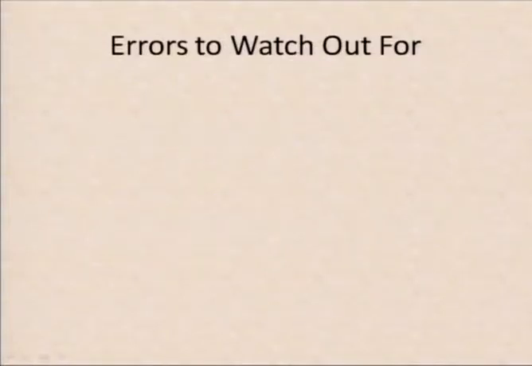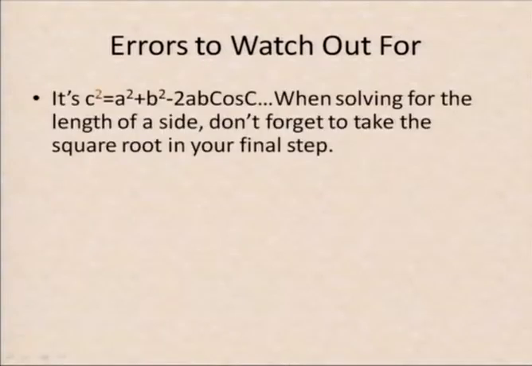All right, things to watch out for. Not a whole lot with law of cosines, but maybe the first one is right there. You see that little squared on the C? It's very normal that we're going to put things into our calculators. We're going to go a squared plus b squared minus 2ab cosine angle C. But then we have to remember to take the square root at the final step.